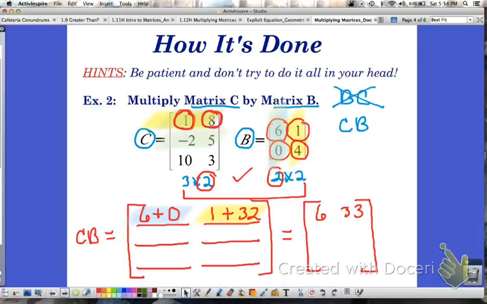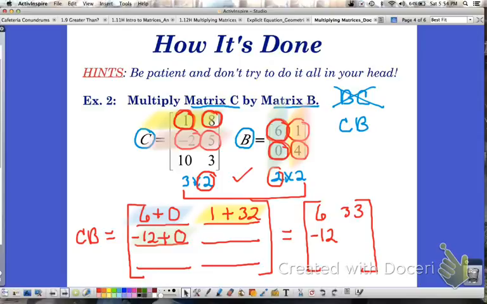Now I've got row 2 to multiply by each column, one at a time. So I'm going to go column 1. Row 2 times column 1. Row 2, column 1. Here we go. Negative 2 times 6 is a negative 12 plus 5 times 0, which is 0. So negative 12 goes in that spot. Keep moving along. Changing colors here. Row 2 times column 2.